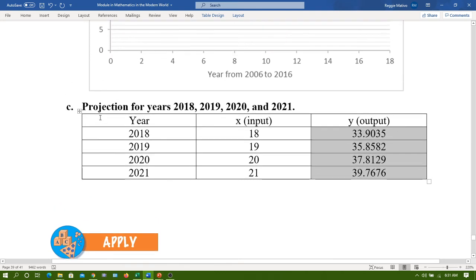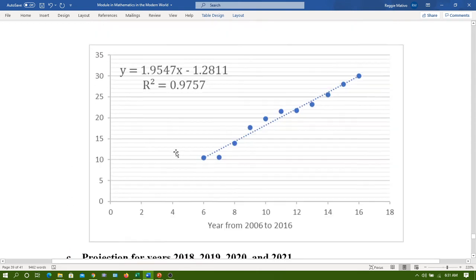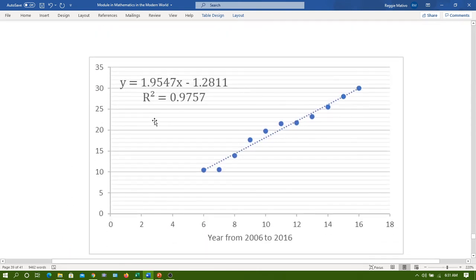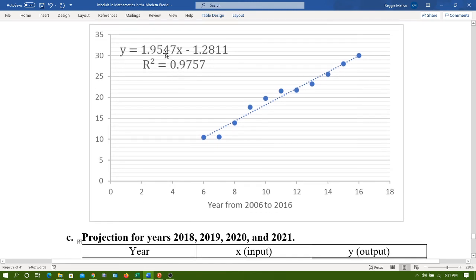And the letter C, projection for years 2018 to 2021. So when you have this from Microsoft Excel, you can just input x. This is your formula, 1.9547x minus 1.2811. This is the formula to get the value of y. So y is the number of bags for our projection, and x is the number of years. And this is the constant 1.954 and another constant 1.2811.